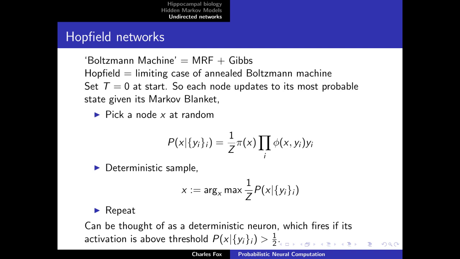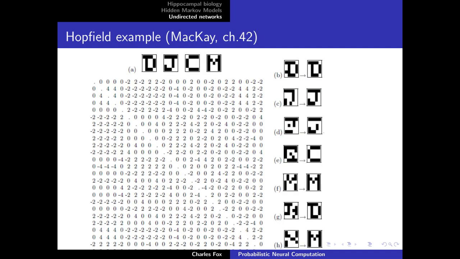That means the undirected network plus Gibbs sampler algorithm. These are completely separate things. We say a type of network and a type of inference algorithm. You can create other kinds of machine by having a directed network with Gibbs, or you can have a Markov random field with a different inference algorithm. But the Boltzmann machine is just a label for this combination. We're going to think of the Hopfield network as the limiting case of a Boltzmann machine.